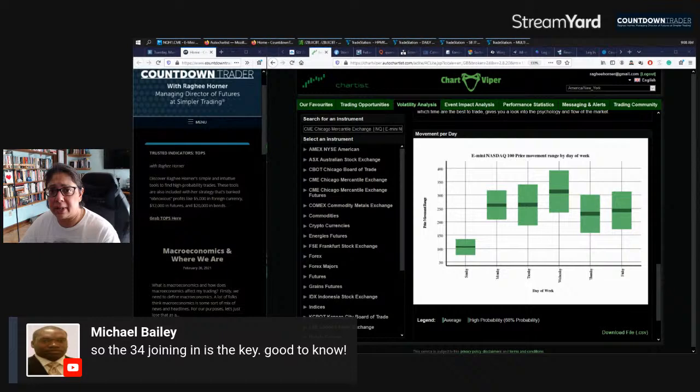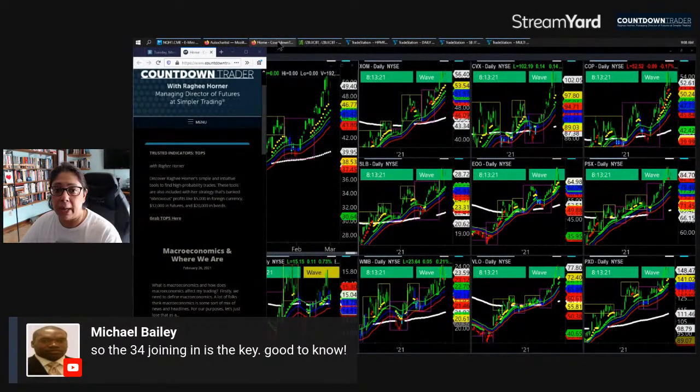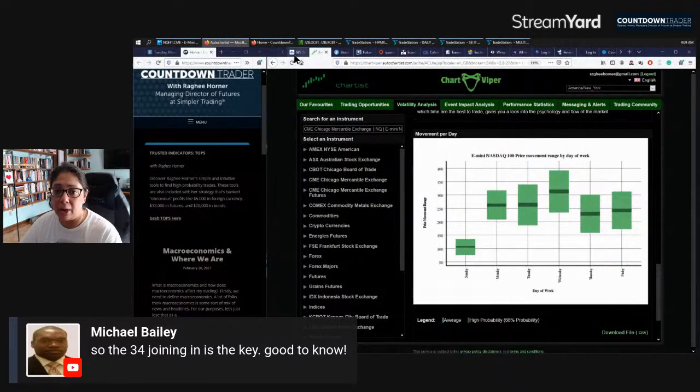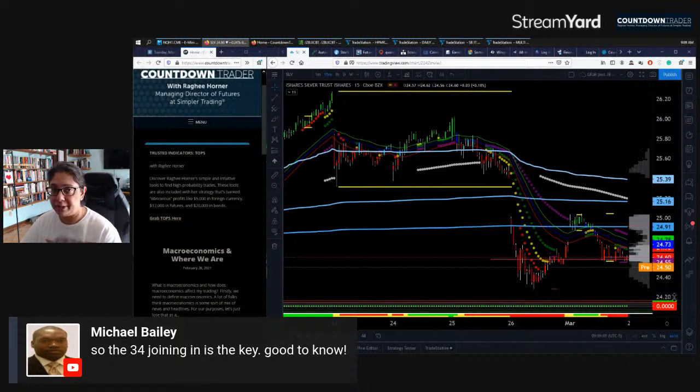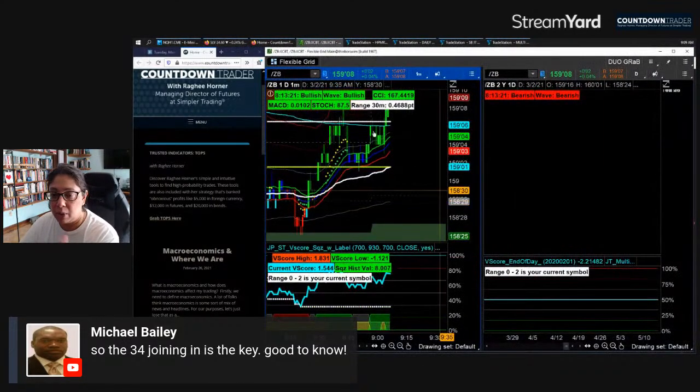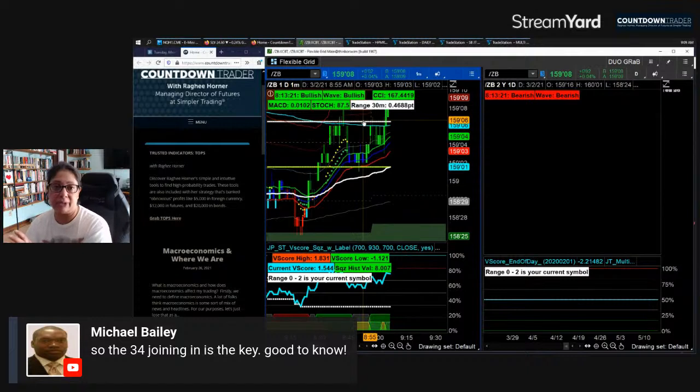All right, next up. The 34 joining us, the key, good to know. Michael, yes. Oh, absolutely. There's a reason that we actually have this. A lot of traders might look at just the 8, 13, 21, 34 together. What I've always done is separated it, because we have our propulsion dots: 8, 13, 21 propulsion dots, even 55. But that's why I have the 34 EMA wave.